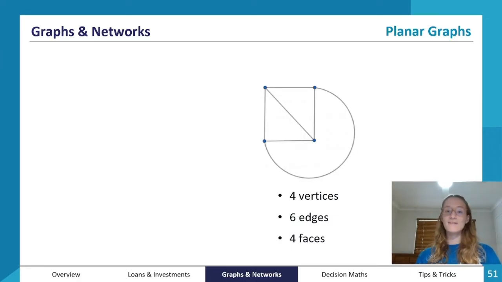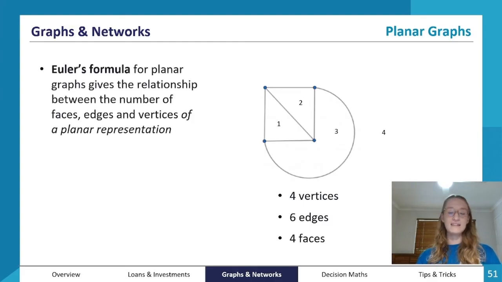So what is a face? A face is like a defined or distinct enclosed separate region of a graph. So that is an example of a face. That is an example of a face, as is that. And it's also important to remember to consider the outside area as well, because that's another distinct region of the graph. So we can see here that this planar graph has 4 vertices, 6 edges, and 4 faces, which brings us to Euler's formula, which you might have heard of.